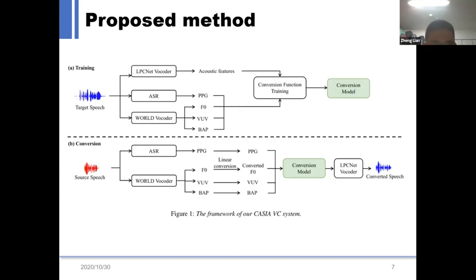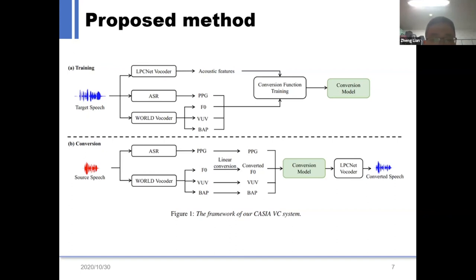Our system uses a CBHG conversion model and an LPCNet vocoder for speech generation. The CBHG conversion model has a bank of one-dimensional convolutional filters, highway networks, and a bidirectional gated recurrent unit. Previous works have verified that this structure can effectively capture content information in feature sequences. The LPCNet vocoder combines linear prediction with recurrent neural networks. Previous works have verified that this vocoder can better control the spectral shape. To better control the prosody of converted speech, we utilize acoustic features of the source speech as additional features, including the pitch, voiced/unvoiced flag, and BAP.